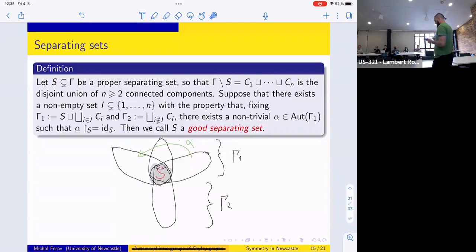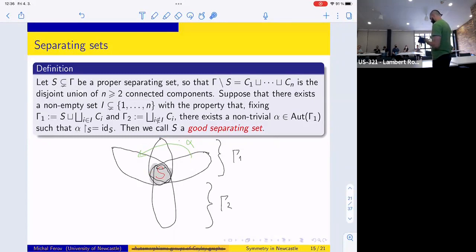And now the special case of separating sets that we are interested in are called good separating sets. This is our terminology. I'm not entirely sure if calling them good is the best. If you have better, let me know. But anyway, the idea is that the separating set is good if you can split your graph into two bits such that there's a non-trivial automorphism moving one part around but fixing the separating set.